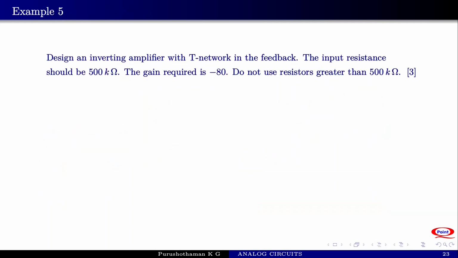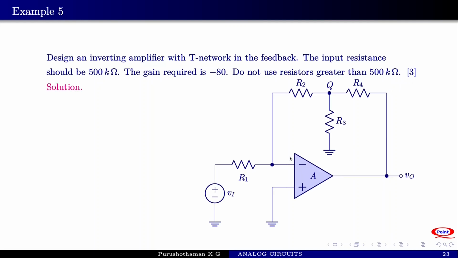Design an inverting amplifier with T network in the feedback. The input resistance should be 500 kilo ohms. The gain required is minus 80. Do not use resistors greater than 500 kilo ohms. This is taken from reference 3. So it is an inverting amplifier with T network connected.